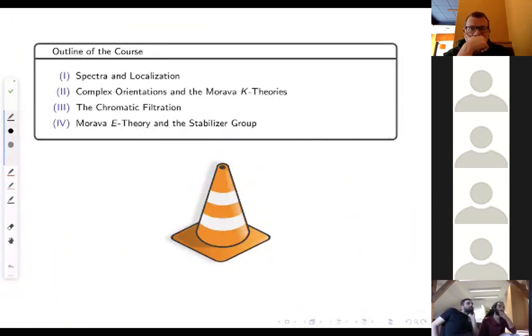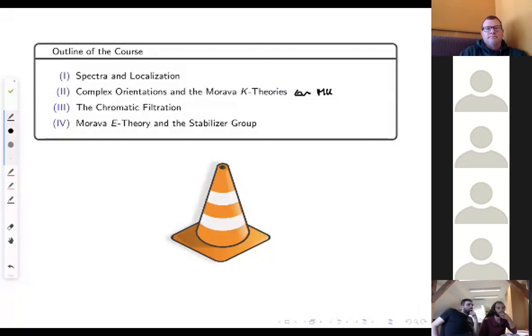In the next lecture, I'll talk about complex orientation and introduce the Morava theories. This lecture is going to be about everything about MU, the complex cobordism spectrum. In the third lecture, I hope to get to the chromatic filtrations. This will involve things like the nilpotence theorems, the thick subcategory theorems, and also mention the conjectures probably in this lecture. And finally, in the last lecture, I'm going to talk about Morava theory and the stabilizer group. So this will be something like K(n)-local homotopy theory. I know that probably doesn't make sense right now, but by then it should.